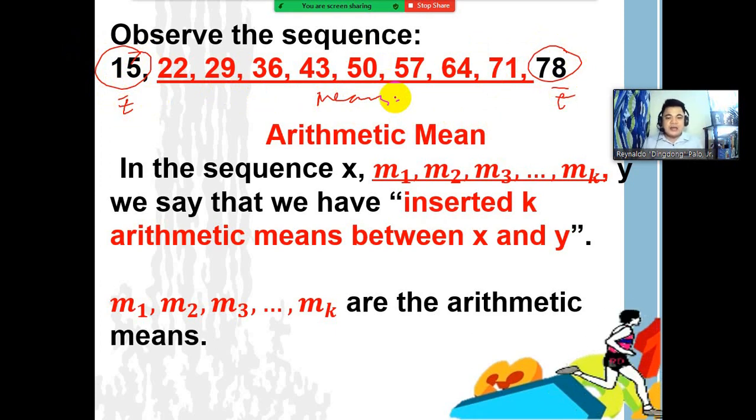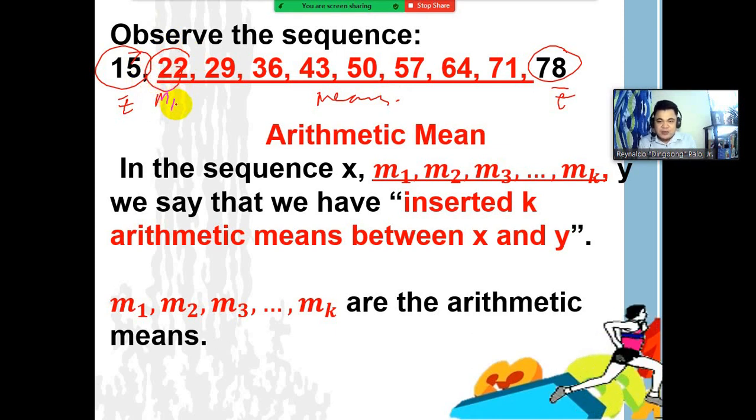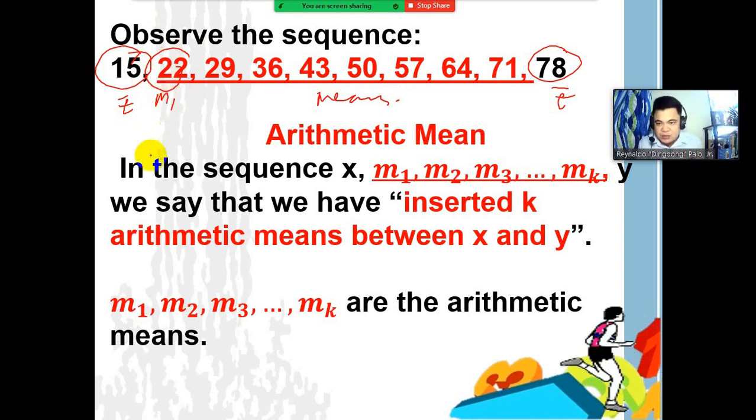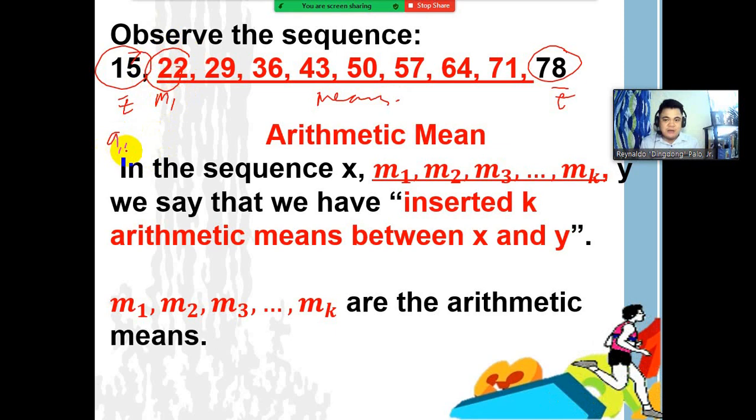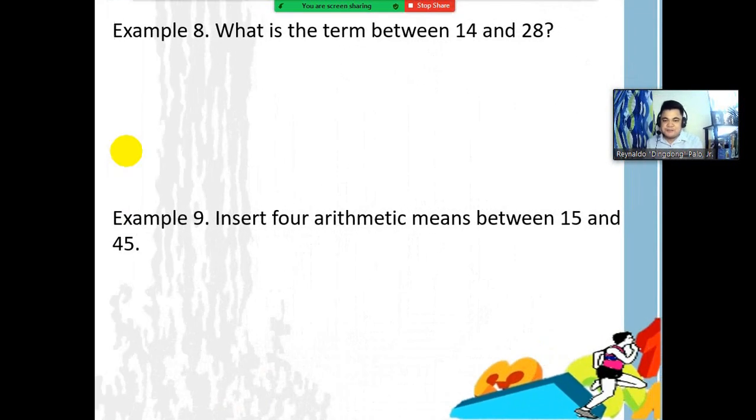Arithmetic mean. In the sequence x, m sub 1, m sub 2, m sub 3, and so on, m sub k, take note that we say that we have inserted k arithmetic means between x and y. So m sub 1, m sub 2, m sub 3, and m sub k are what we call arithmetic means. We start counting the means like this: this one is m sub 1, or the first mean. It's different from a sub 1. A sub 1 is 15. So how are we going to solve for arithmetic means?